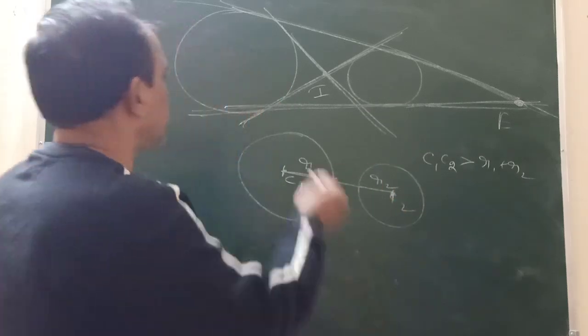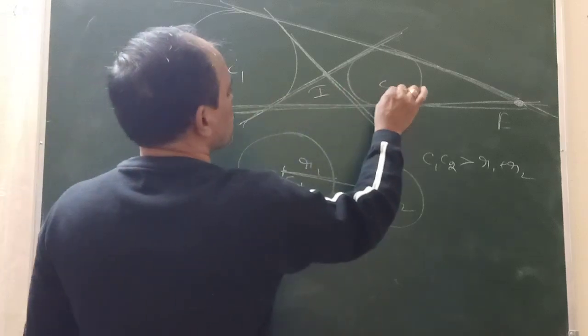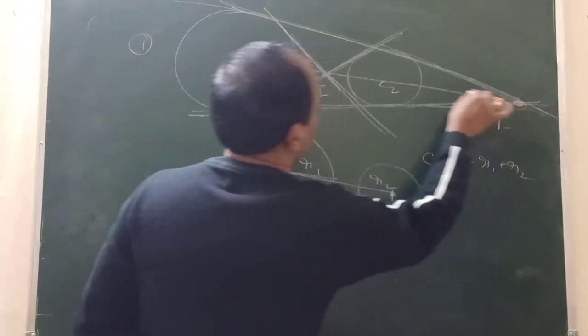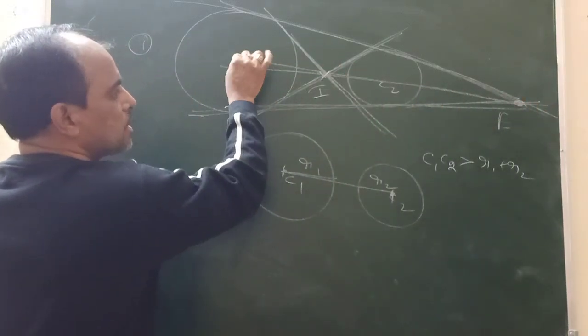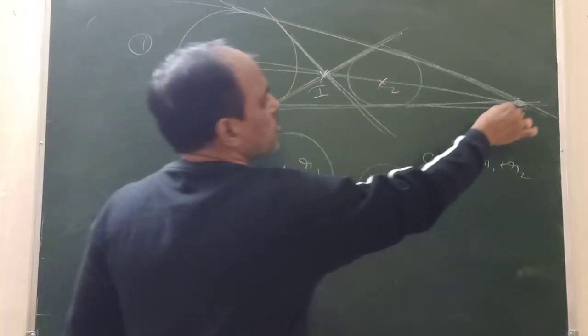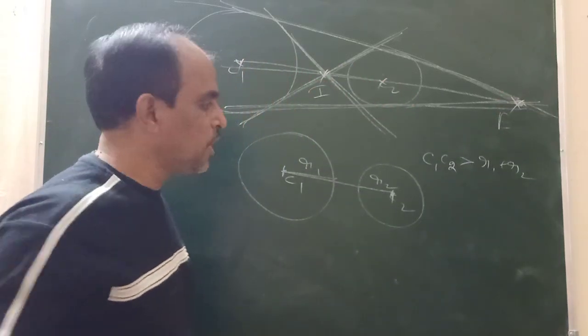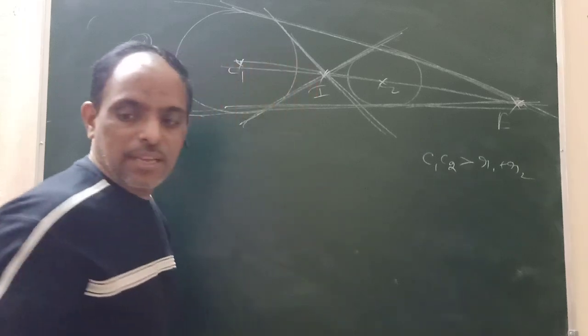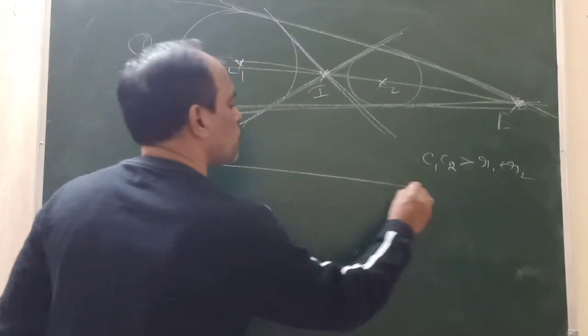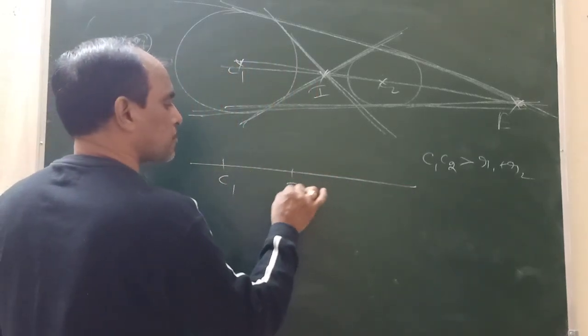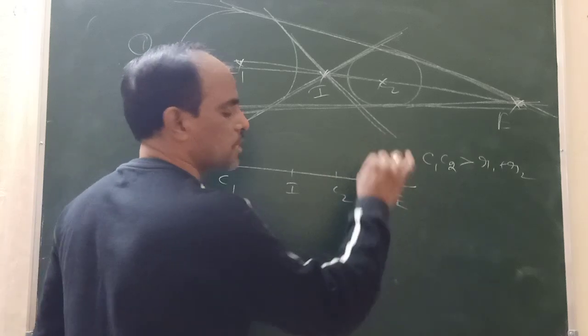One of the important points here is, this is the center C1 and this is the center C2. These 4 points, C1, C2, the internal center of similitude and the external center of similitude, are collinear points. The 4 points lie on the same line, external center.